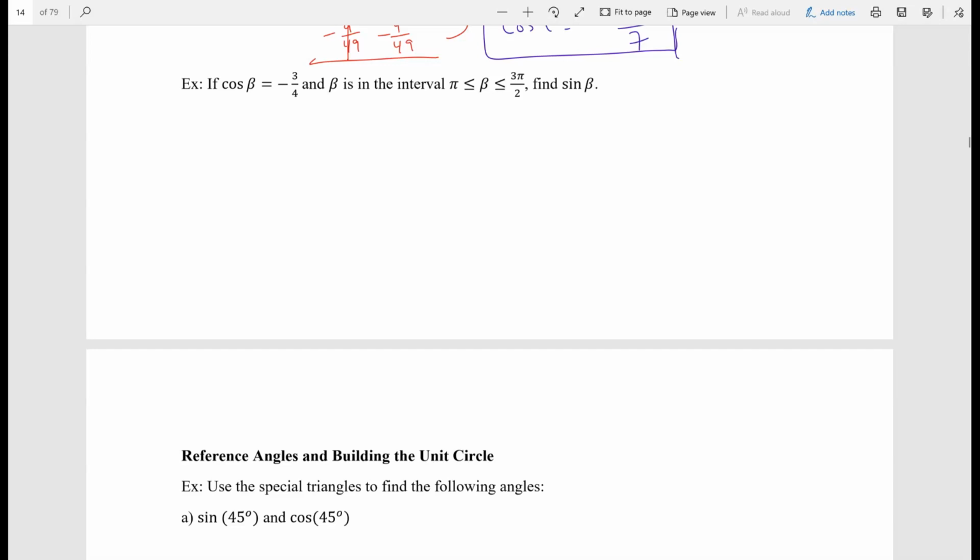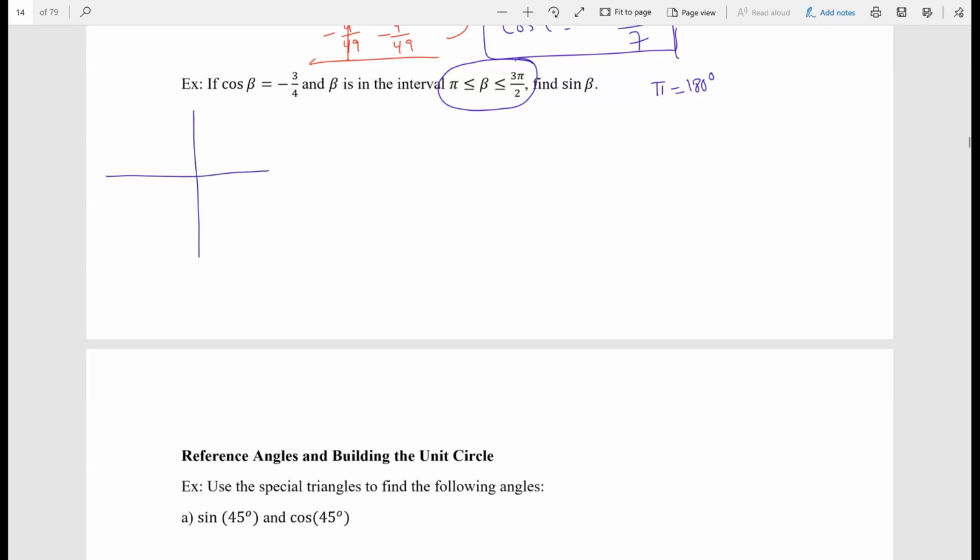Okay, cosine beta. In this case, we have beta in the interval pi less than or equal to beta less than or equal to 3 pi over 2. So we have to think about what this means. Now everything is in radians. Remember, what is pi equal to? Pi equals 180 degrees. So this is a really good learning experience to see about the radians.